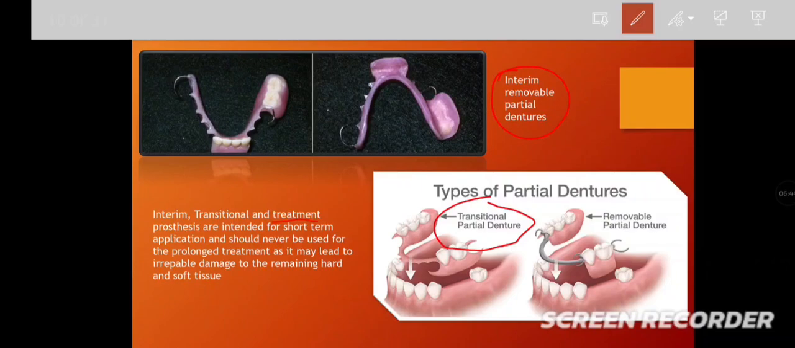A treatment denture may be used as a carrier for treatment material, as a protective covering for a surgical site, or as a matrix for soft tissue healing. Interim, transitional, and treatment dentures are intended for short term application and should never be used for prolonged treatment, as it may lead to irreparable damage to remaining hard and soft tissue.